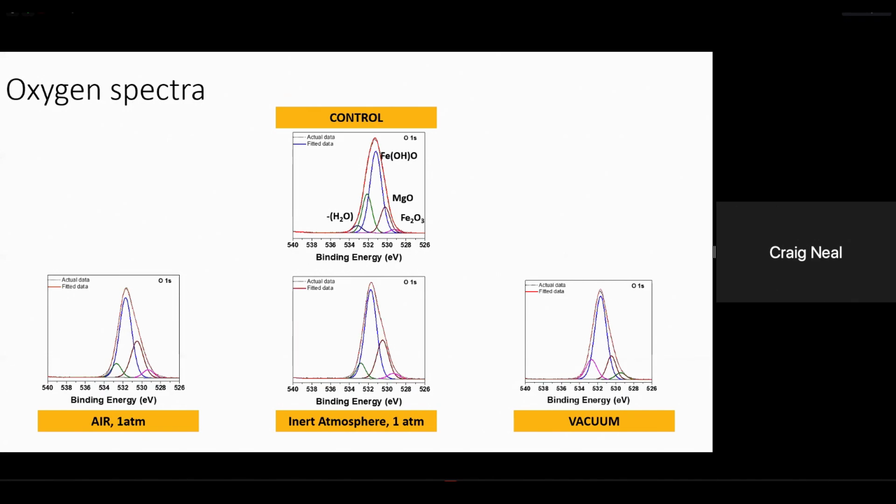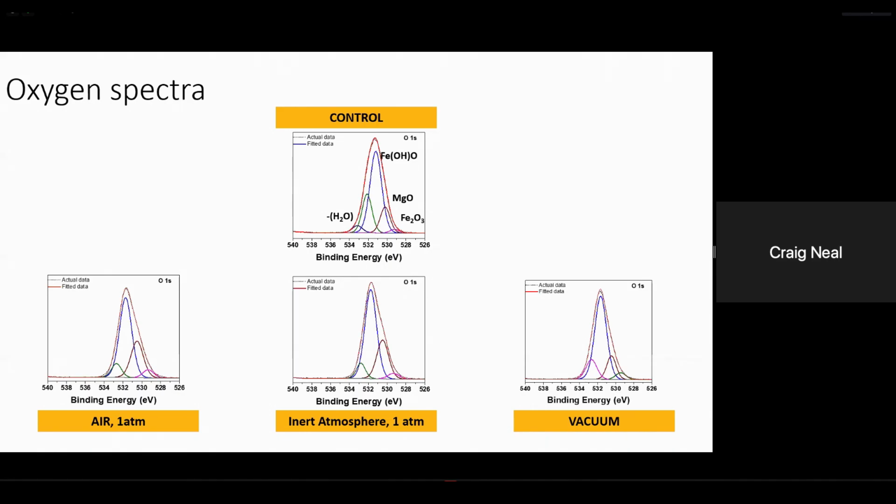So now we've broken down each element and taken a spectrum from each of these. In considering the oxygen, there are several peaks attributed to it, and it's specific to the bonding chemical environment surrounding the material. And we see that they're fairly comparable, but in the vacuum, we see a clear distinction where there's a greater or a more comparable amount of the hydrated species and magnesium oxide phase.